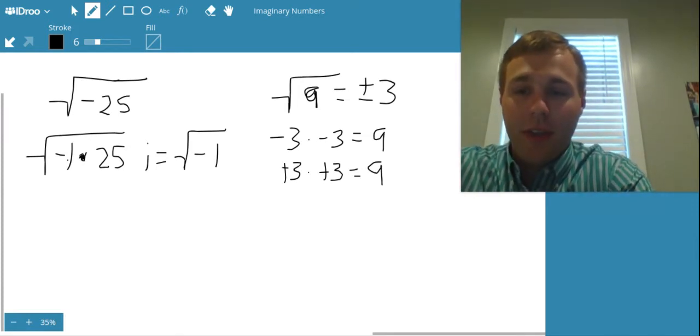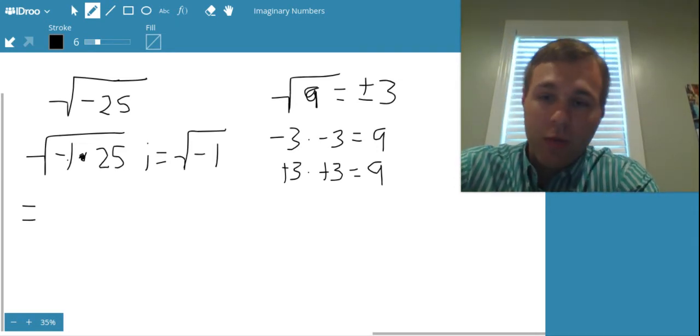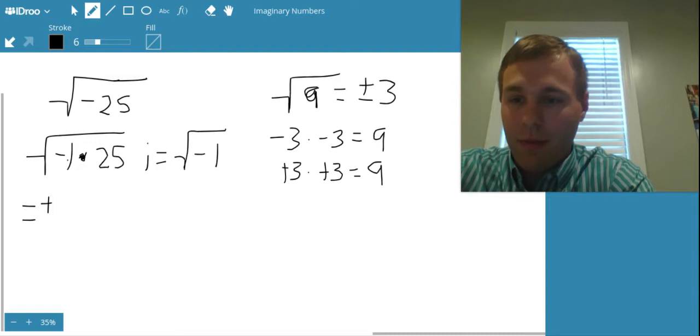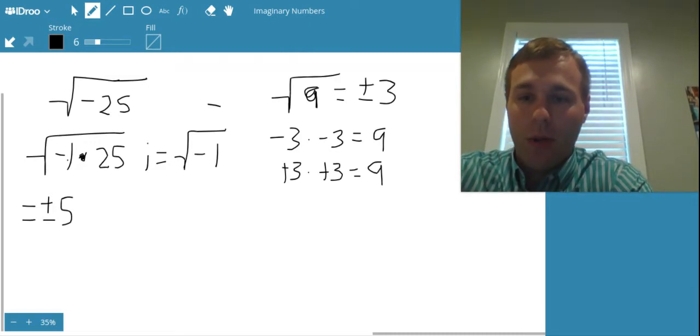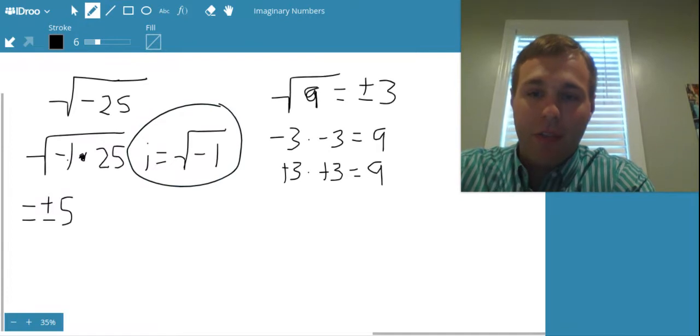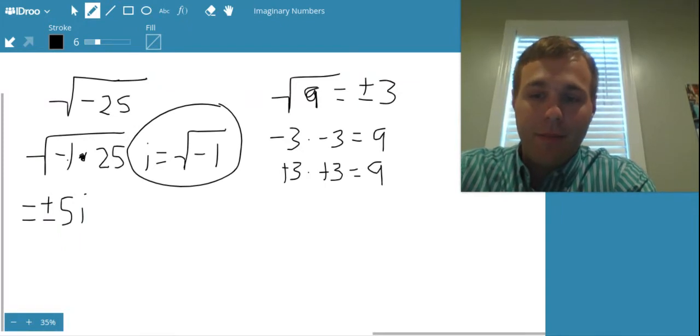So this equals, well, let's start with the latter number. What's the square root of 25? It's positive or negative 5. And then what's the square root of negative 1? Right over here, I have the square root of negative 1 equals i. So it would be positive or negative 5i. That would be your answer.